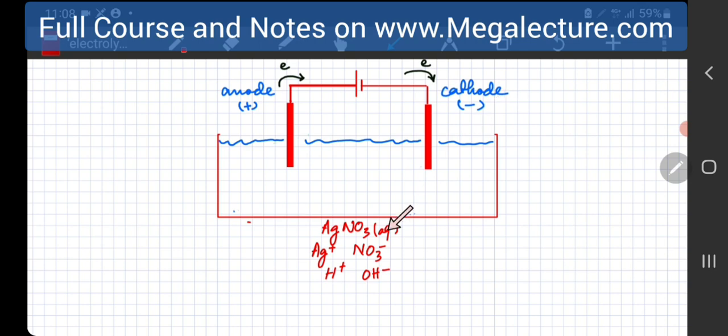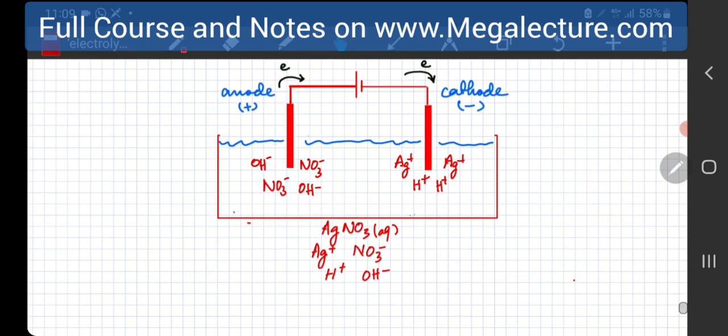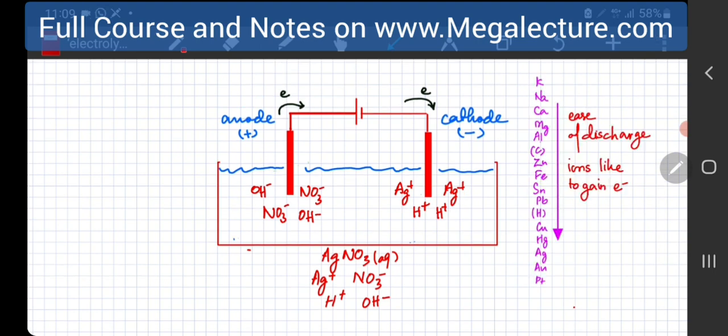The negative cathode will attract all the positive ions, so Ag+1 and H+1 are going to get attracted to the negative cathode, and the positive anode is going to attract all my negative ions. So the negative anions are getting attracted to the anode. Now the next thing is I need to figure out who's going to gain electrons at the cathode. The electrons are coming in. So is it going to be Ag+1 or is it going to be H+1? I will open up my reactivity series, the ease of discharge. The competition is between Ag+1 and H+1.